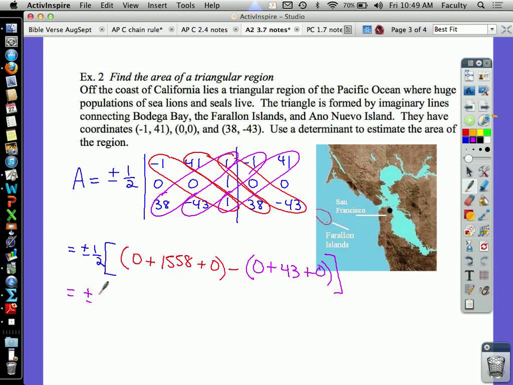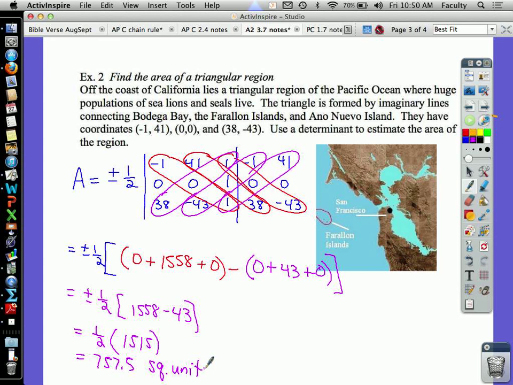I need plus or minus 1/2 until I figure out if this number's positive or negative, and then I'll change it. This is 1558 minus 43. Now I know that's going to be positive, so I'm going to drop the plus or minus and make it a positive 1/2 times 1515. They did not tell me the units, but area is in square units. So I'm getting 757.5 square units.